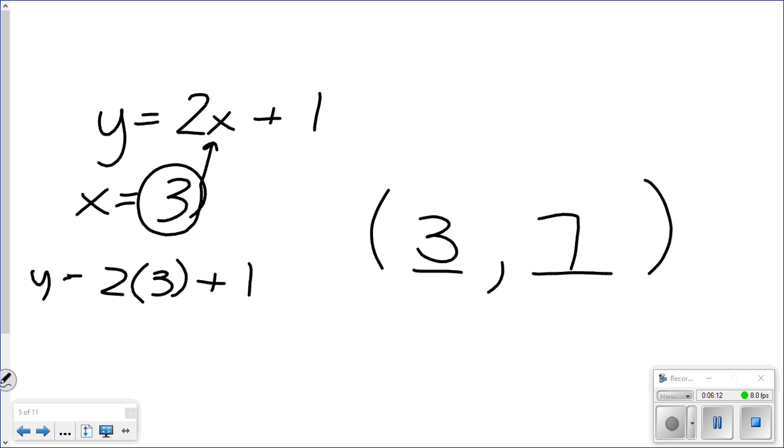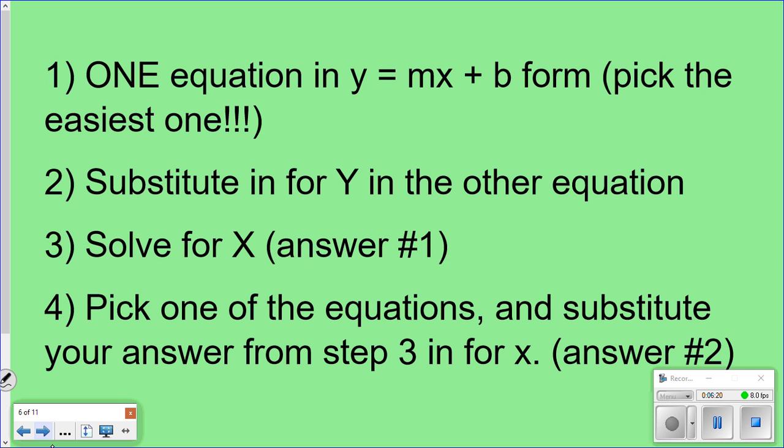Okay, so my next slide is a whole bunch of steps. I want you to write the steps down. Having the steps will help you know what you have to do next. There's only 4 of them. When you're done, I will talk about them. Okay, go ahead and solve.